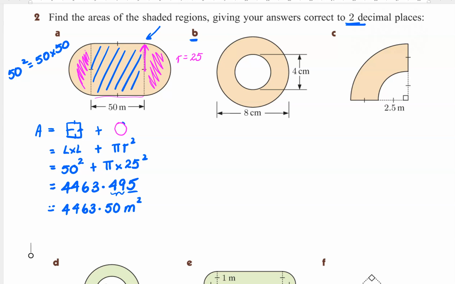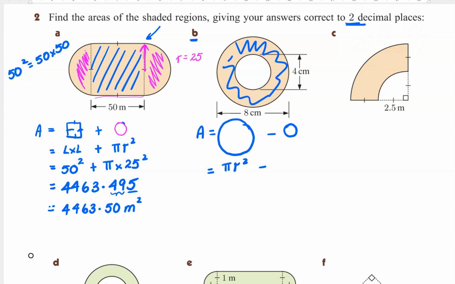Let's go on to B. I will remind you that just copying down what we're writing here is no good. You need to have a go yourself. If you get stuck, then unpause the video and have a look. So my first question would be, what 2 shapes do you see? To get this area here, we see 2 circles, and we're going to work out the area of the big circle minus the area of the small circle.